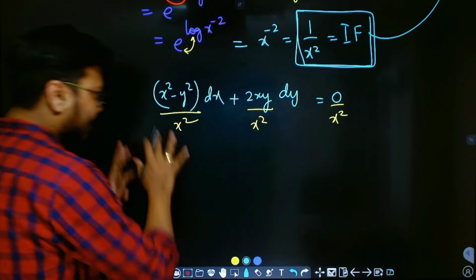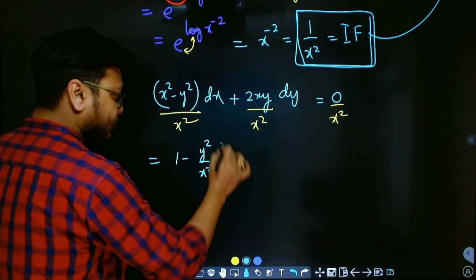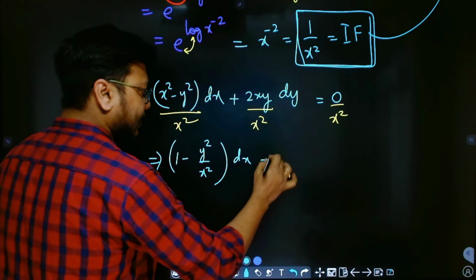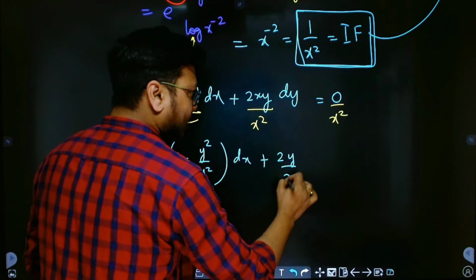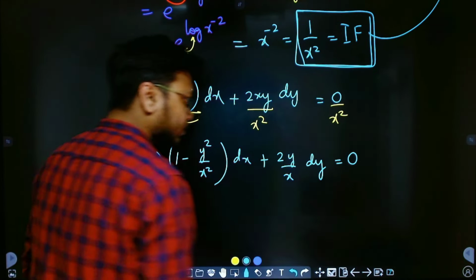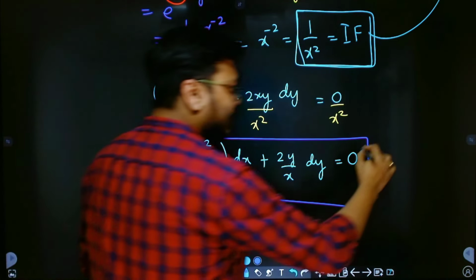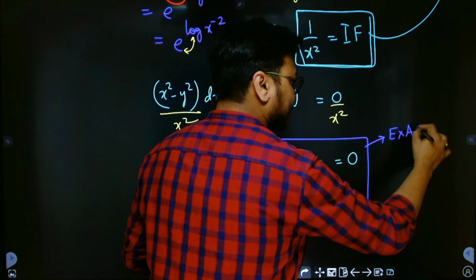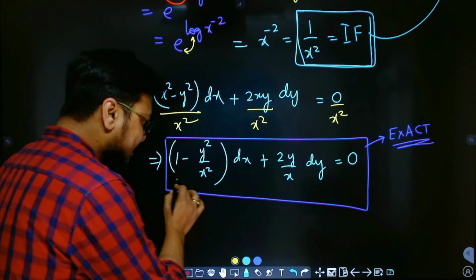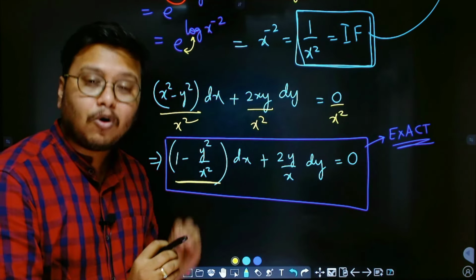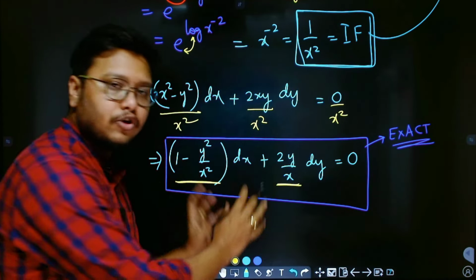Now if I simplify this a little bit, it turns out to be 1 minus y square by x square dx plus, here I can cancel out 1 x, so I'll be left with 2y upon x dy equals 0. Now this is my differential equation, which I can say is definitely exact. You can check this. You can again consider this as your new m, which we called p, and you can consider this as your q.